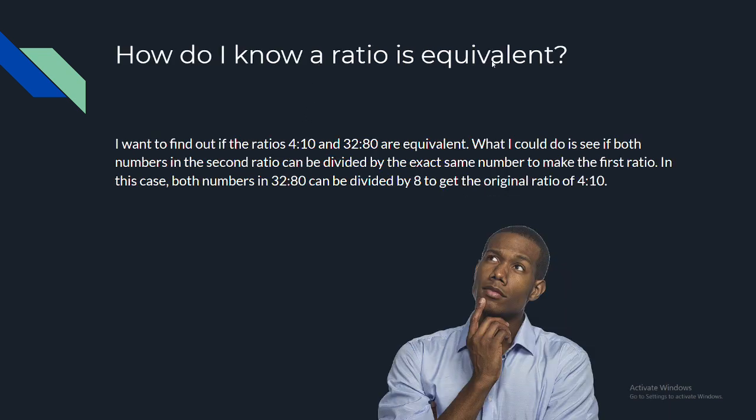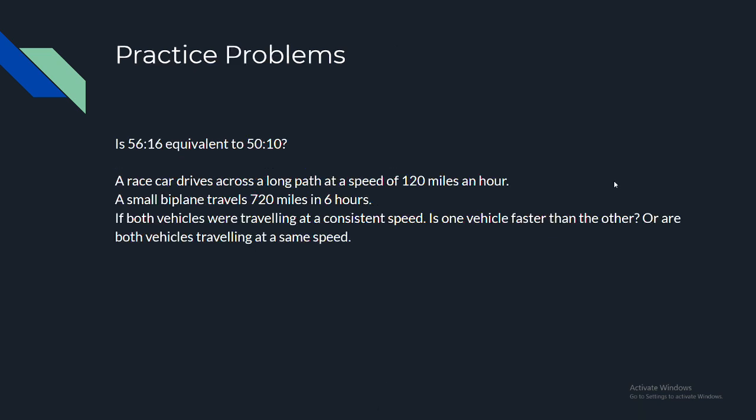How do I know if a ratio is equivalent? I want to find out if the ratios 4:10 and 32:80 are equivalent. What I could do is see if both numbers in the second ratio can be divided by the exact same number to make the first ratio. In this case, both numbers in 32:80 can be divided by 8 to get the original ratio of 4:10.